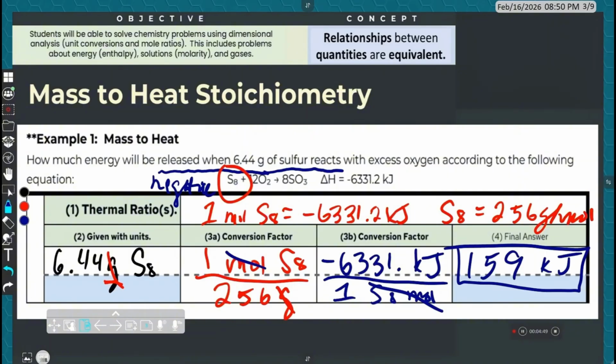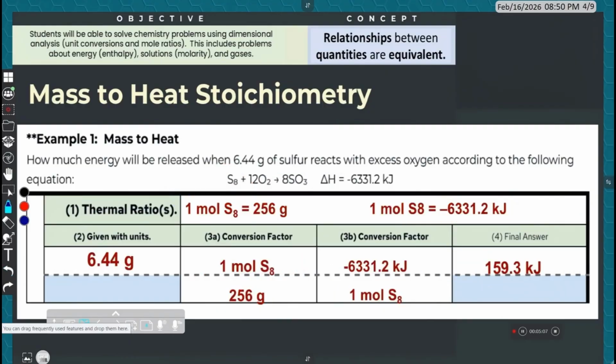So this is a demonstration of what it means to start with the mass and to convert the mass of a substance to the amount of heat generated in that reaction based on that mass. And then just in case you need it, here's the cleaned up version of all the work that had to be done. And you can pause the video as needed to verify the work.